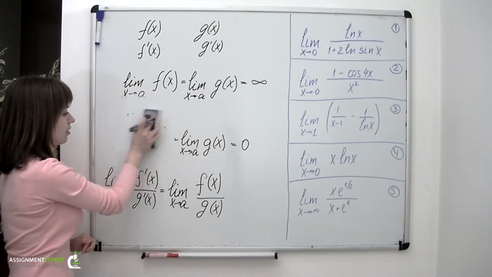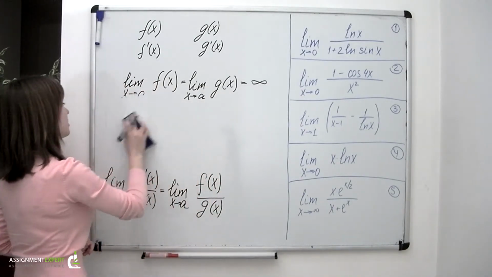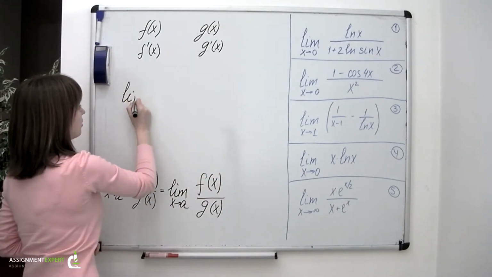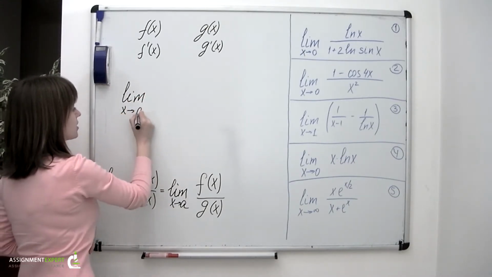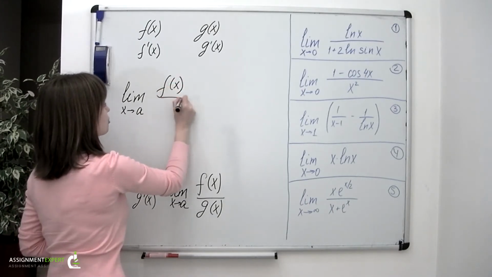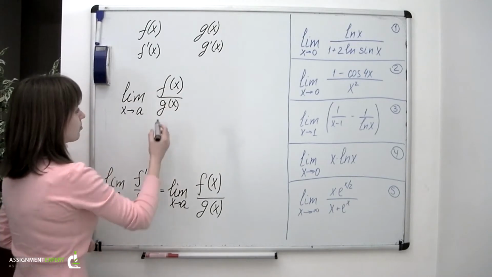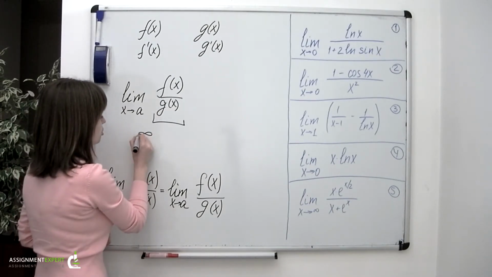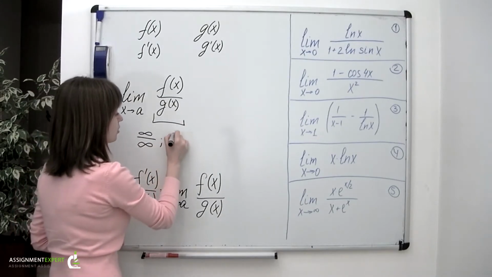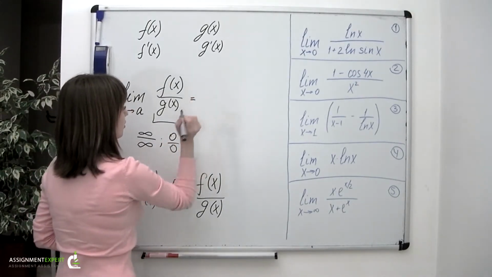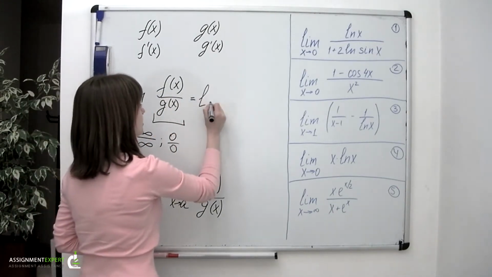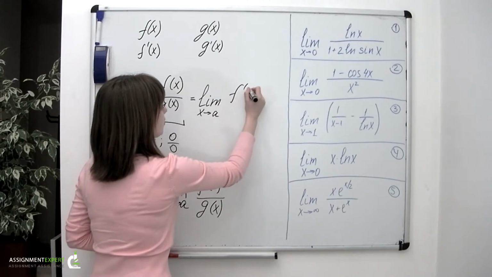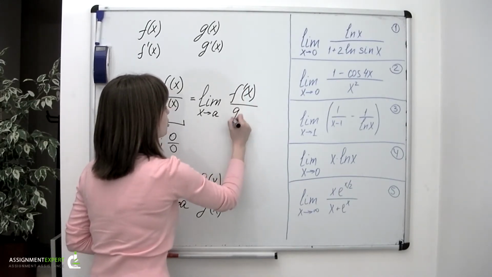So basically what the rule says is that if you have a limit to solve, the limit as x approaches A of f of x over g of x, and this f of x over g of x is the indeterminate quotient in the form of infinity over infinity or 0 over 0, instead of this limit, you might evaluate the limit of f prime of x over g prime of x.